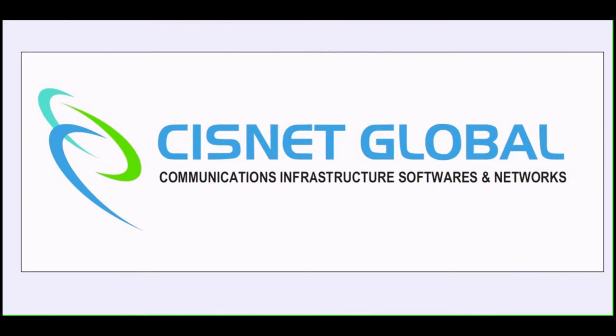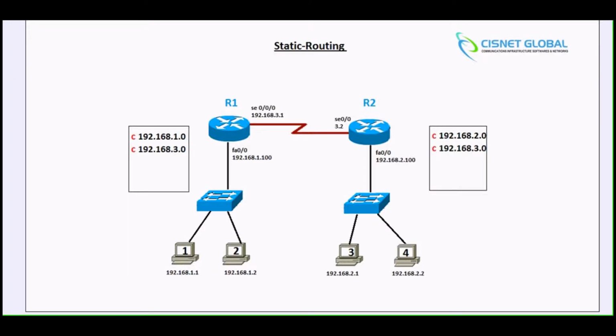Hello everyone, now I'm going to show you how to configure routing. As of now we talked about routing and its types: static, default and dynamic. Now first let's talk about static configuration. In your CCNA class we have a small Cisnet Global lab setup for static routing. Have a look, this is the lab I'm going to show you.